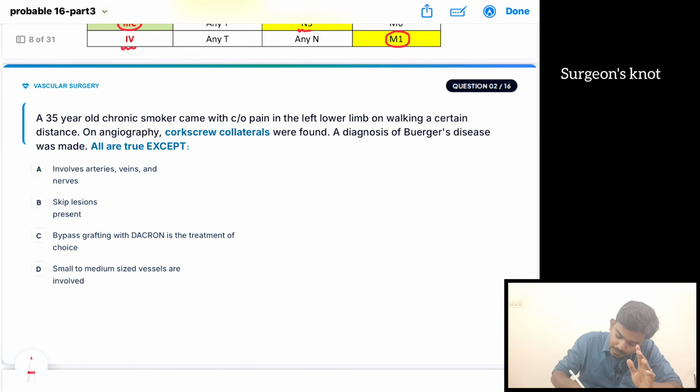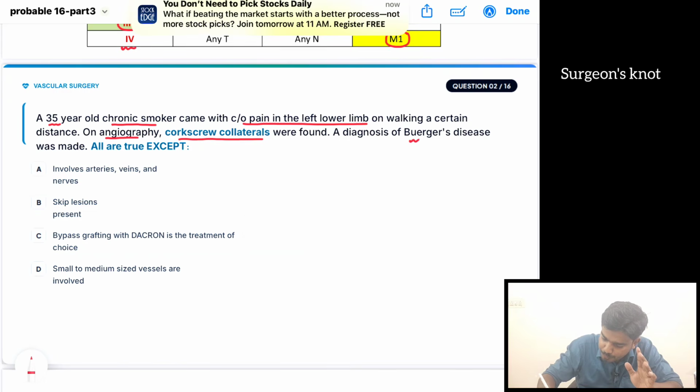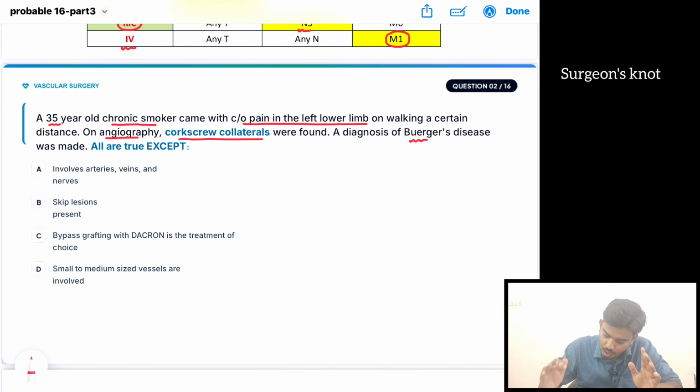Next question, a 35-year-old chronic smoker came with complaints of left lower limb pain on walking a certain distance. So ஒரு certain distance walk பண்ணும்போது there is pain in the left lower limb. On angiography, corkscrew collaterals were found. A diagnosis of Buerger's disease was made. All are true except. Here we can see the patient is having intermittent claudication. ஒரு particular distance நடந்தோம் அப்படின்னா patient is having pain. So intermittent claudication is a feature of Buerger's disease.